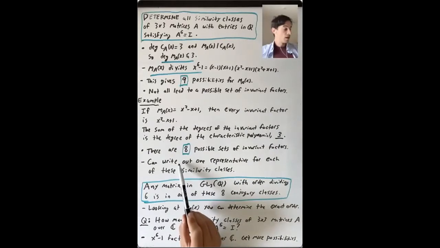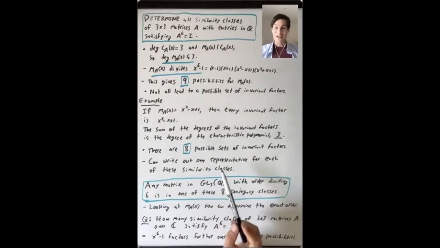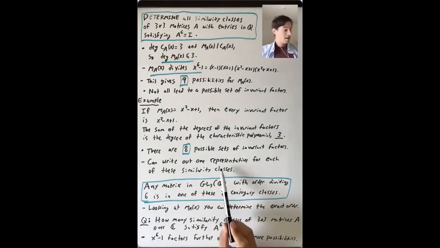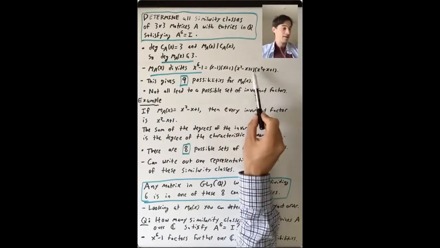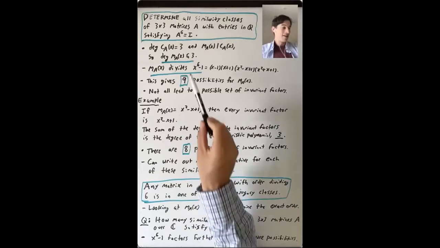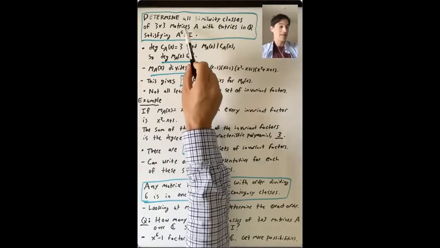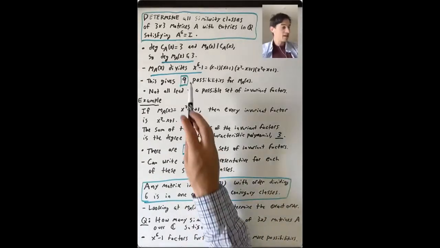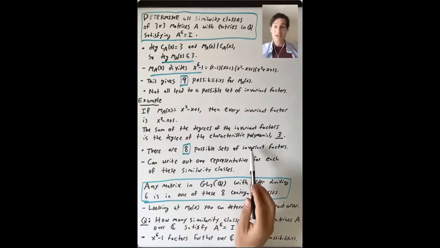You can write out a representative for each of these similarity classes: the direct sum of companion matrices of these invariant factors. And what we see is that x doesn't divide the minimal polynomial in any of these cases. All of these matrices are in GL3Q. They're all invertible. So what are we asking here? You're saying that this is some matrix in GL3Q such that you take the 6th power and you get the identity. Clearly this matrix is invertible, and we know that the order divides 6. And what we're saying here is that we end up with these 8 similarity classes.